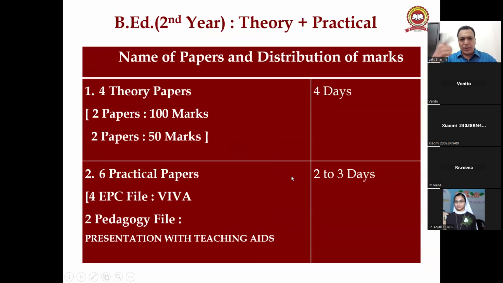So I come back to my first PPT. You have to give 4 theory papers and 6 practicals, right? So under the 4 theory papers, guys, you have to note that 2 papers are of 100 marks. Paper 8 and paper 9 are of 100 marks. Paper 8 is knowledge and curriculum, 9 is assessment for learning. That means an 80 marks theory paper would come, and 20 marks is for practical, right? So 2 papers are of 100 marks. The rest of the 2 papers are of 50 marks: creating an inclusive school, and health, physical and yoga, right?